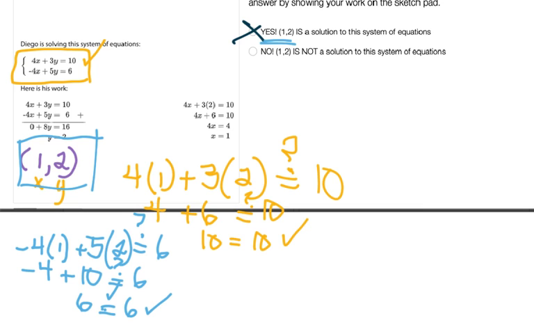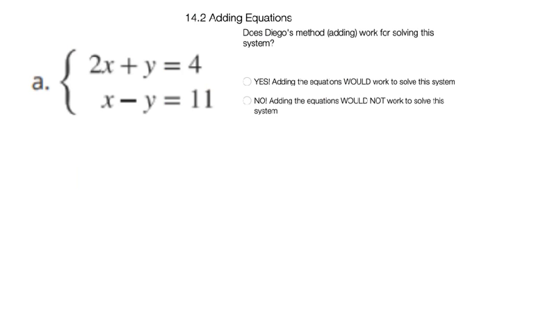All right, let's move on and look at the next slide. The next slide asked us, so we're given another system of equations. 2x plus y is equal to 4, and x minus y is equal to 11. Does Diego's method of adding work for solving this system? So let's go ahead and do it. Let's go ahead and add down.